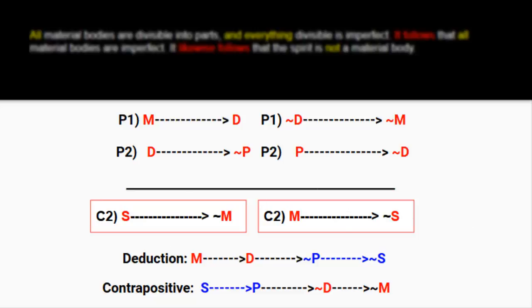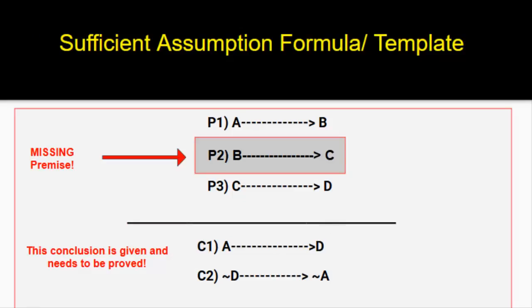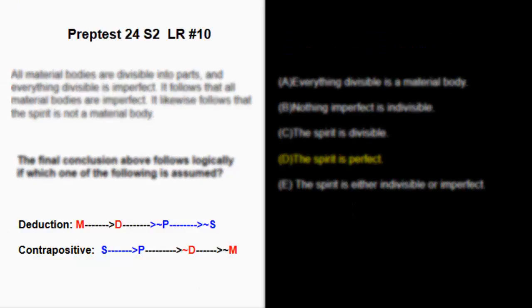Okay, so let's see what we have here, guys. So let's bring this to the party and let's see what the right answer is going to be. All right, the final conclusion above follows logically if which one of the following is assumed. So we know we're looking for this piece here. We're looking for either not P to not S, or the contrapositive, which is S to P. All right, so let's take a look here.